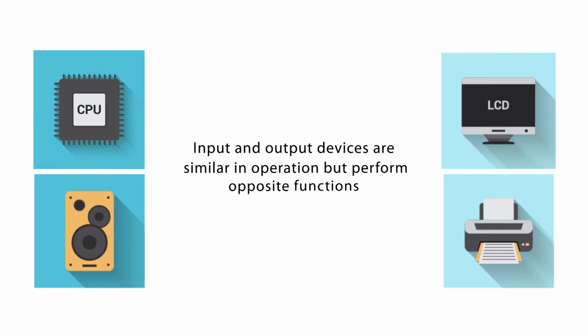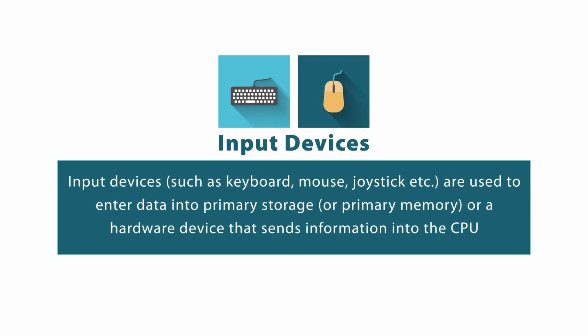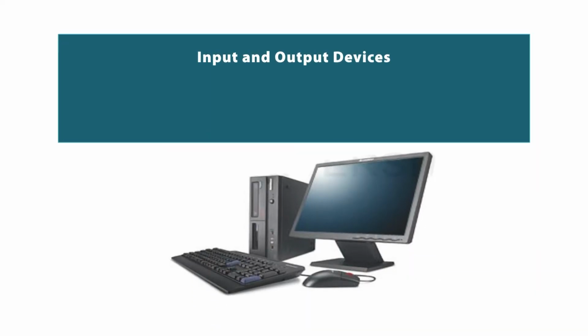IO devices are very similar in performing operations, but they perform opposite functions. Input devices take input from the user, and output devices provide the result to the user. It means after processing, whatever we get will be provided to the output device. That output may be stored in some storage device, or you may take a printout, or see it on the monitor, or use a plotter to plot a diagram. Input devices like keyboard, mouse and joysticks are used for entering data into primary storage. So these are the hardware devices.